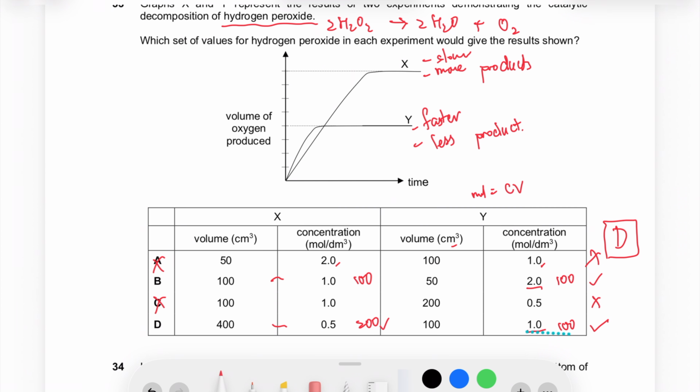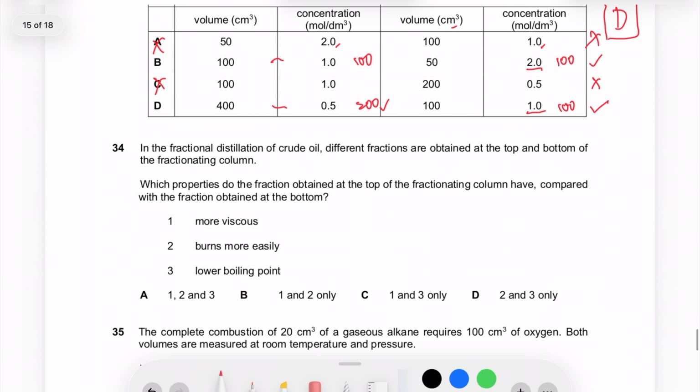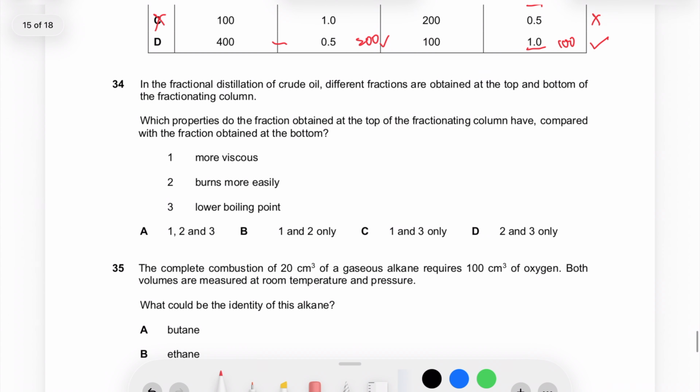Okay, so that is under rate of reaction. Question 34 starts to go to your organic chem. Fractional distillation of crude oil, so fractions are obtained at the top and bottom layer. So which property do the fractions obtained at the top differ from those at the bottom? Those at the top are more viscous is wrong, they are less viscous. Burn more easily, that is true. Lower boiling point, that is true. So 2 and 3, answer will be D.